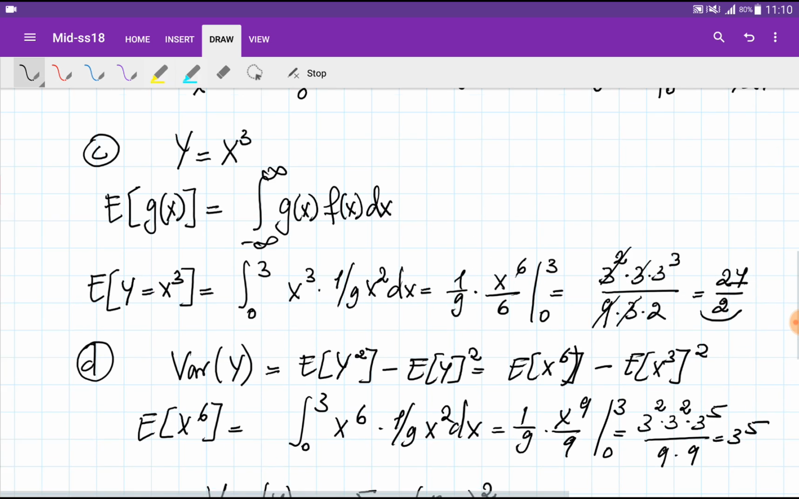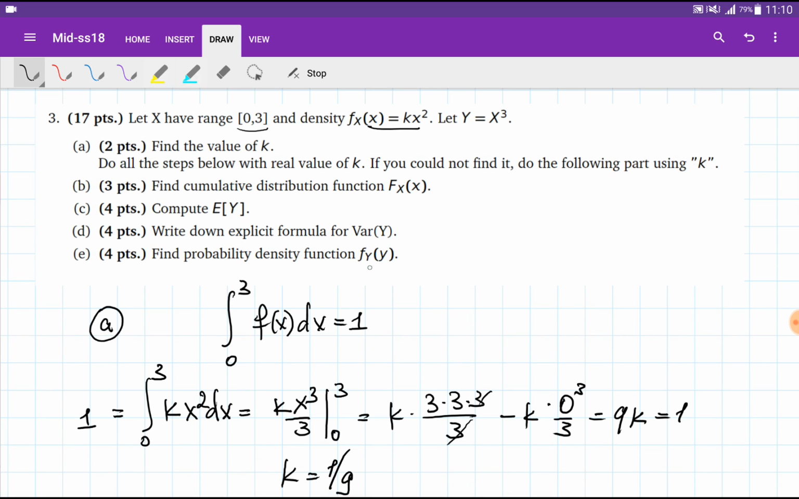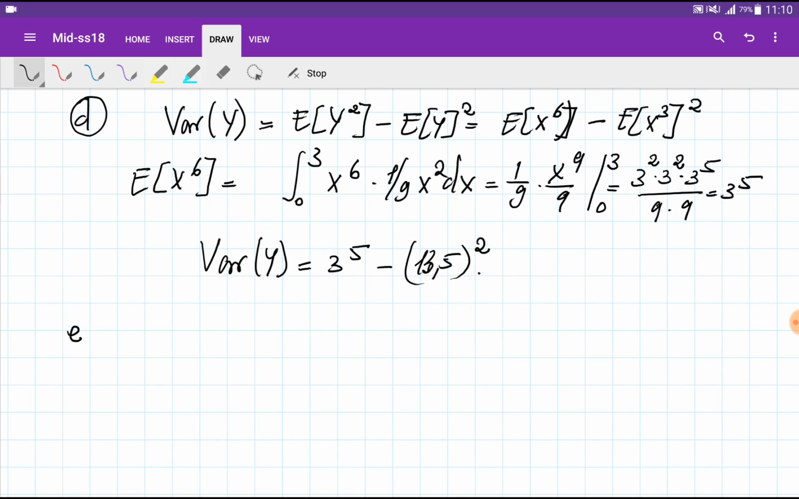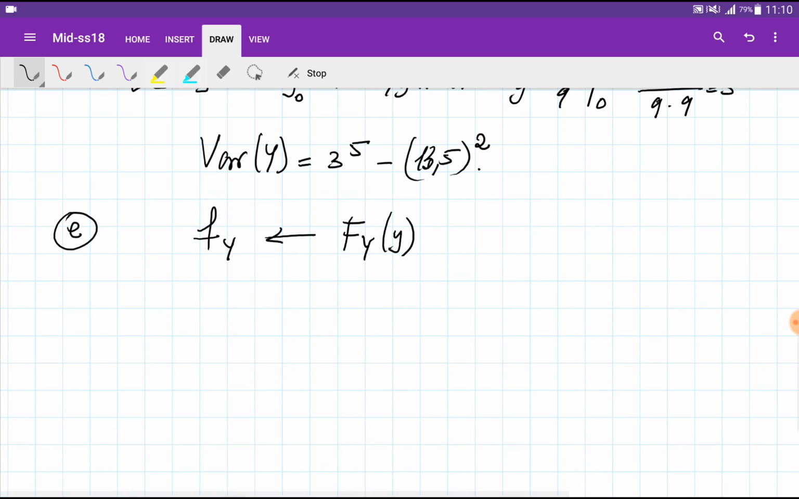So the last problem is a little bit tricky. We need to get the density function of this new variable y. We can get this using the cumulative distribution function. So the cumulative distribution function of y, up to some y, is equal to the probability that the random variable y is less than or equal to some fixed value y. So we don't know how to calculate this, right?